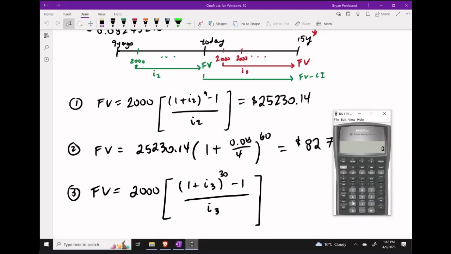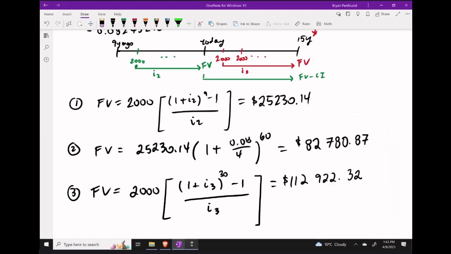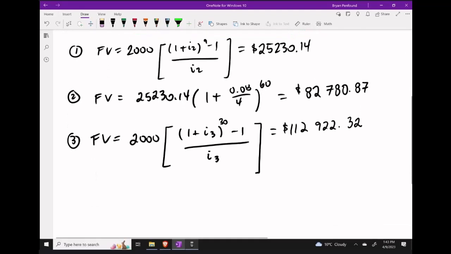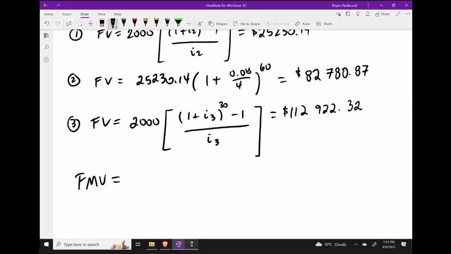So let's get the calculator set up. We're going to start with our 1 plus recall 8. Close that bracket. Let's raise this to the power of 30 and then subtract 1. We need to divide this by recall 8. And then this value we are going to multiply by our payment size of $2,000. And that should give us about $112,922.32.